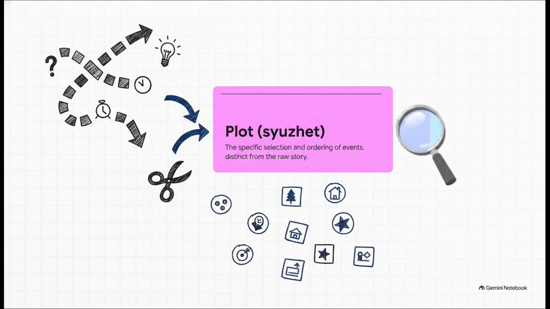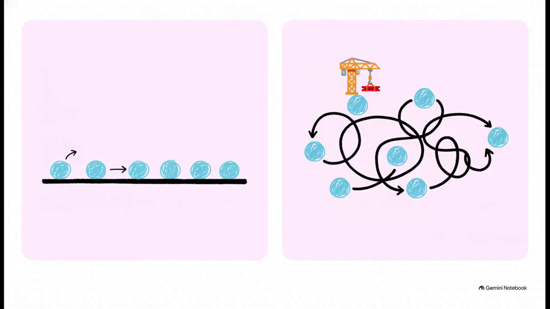Think of it kind of like baking. The story is just your raw ingredients, right? It's literally everything that happens in that narrative universe. But the plot, that is your final, beautifully baked cake. It's the author's very specific selection and ordering of those raw events. Let's break that down just a bit more.